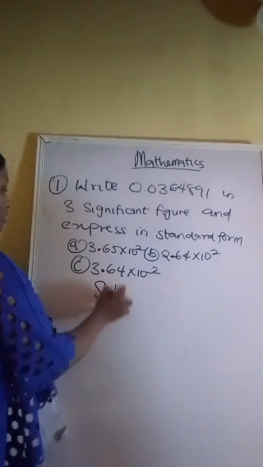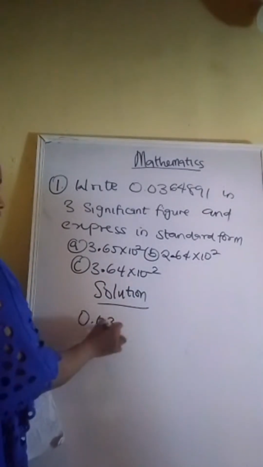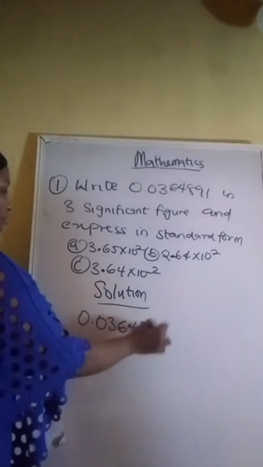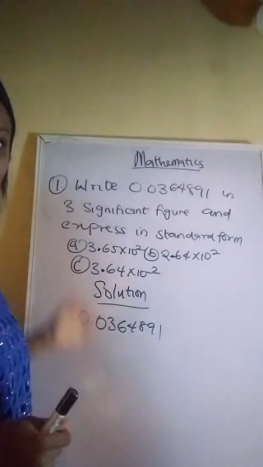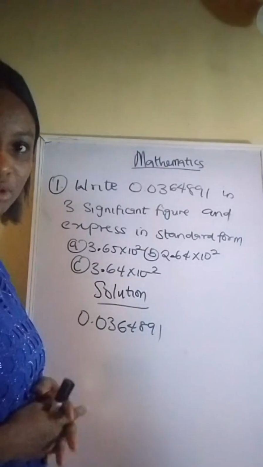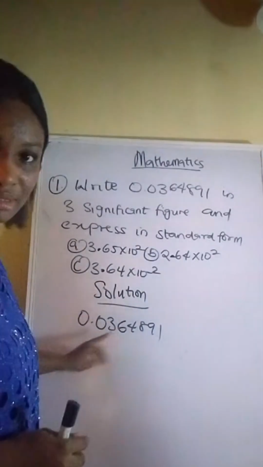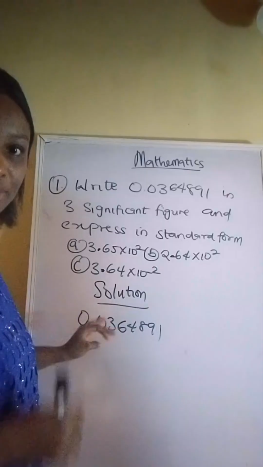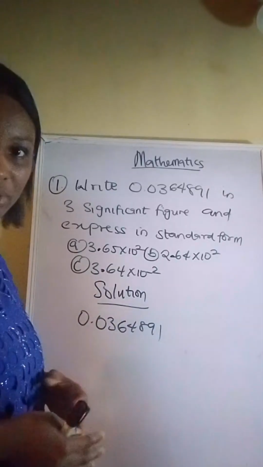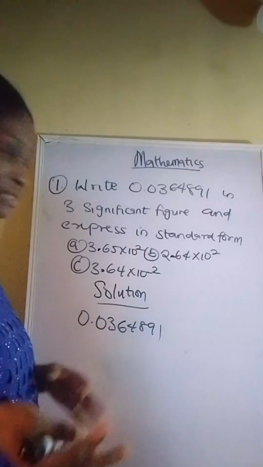So you can just screenshot it later. So that will be 0.0364891. Okay? We have to express this in standard form. It should be in what? 3 significant figures. 3 significant figures is what? 3 numbers. You understand? 3 numbers before and after the decimal point. Do you get it now?